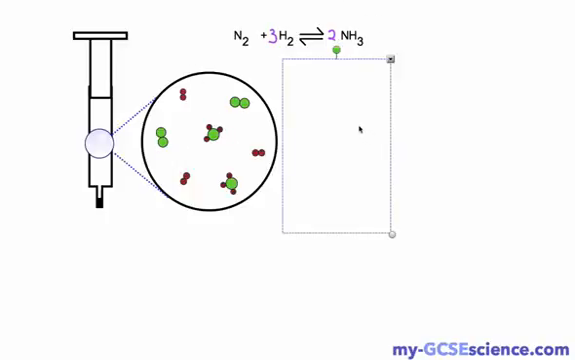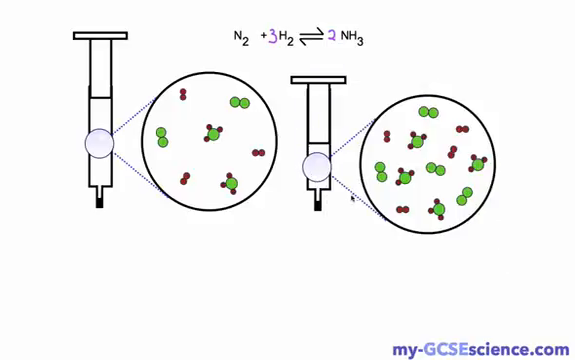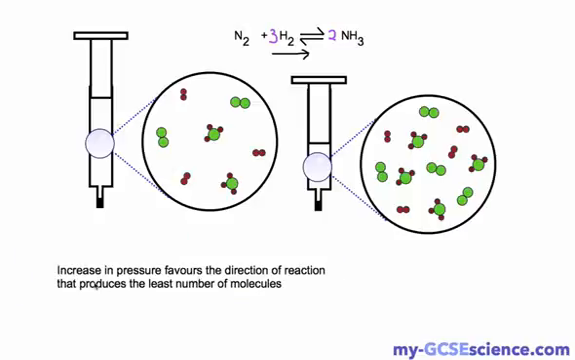But what we could do is actually increase the pressure inside there. So if we pull the plunger down, we have a much higher pressure inside there, and if we now looked inside, we would see that the molecules are much closer together, and this in fact will increase the rate of reaction in the forward direction. But why does it increase the rate of reaction in the forward direction? Well, that is because that increase in pressure favors the direction of the reaction that produces the least number of molecules.